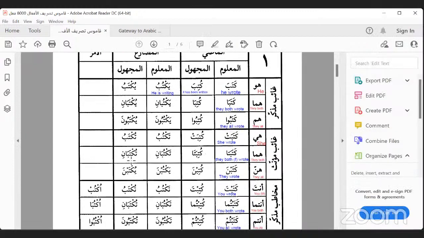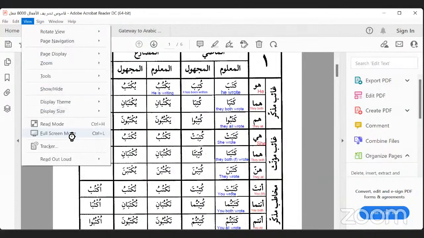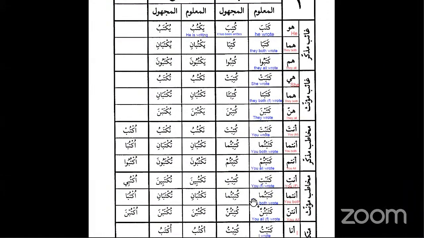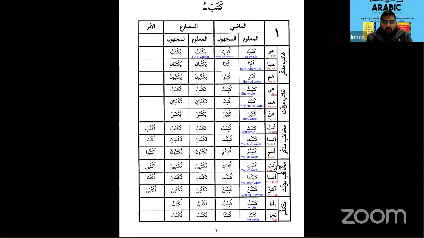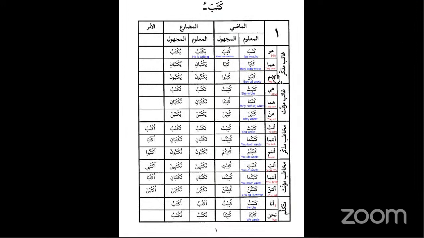Okay. So let me make it full screen. Is it because I've just enlarged it? Yes. Huwa kataba? Yes. So first of all, I want you to explain that in the Arabic language, there are 14 pronouns. These are the pronouns at the end. Go ahead. So these are the 14 pronouns.